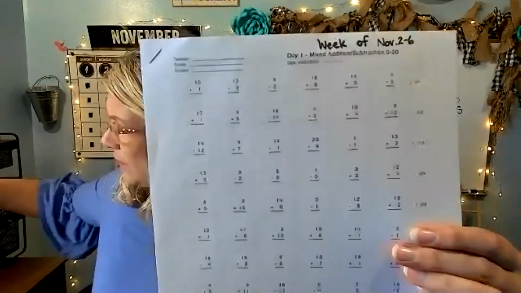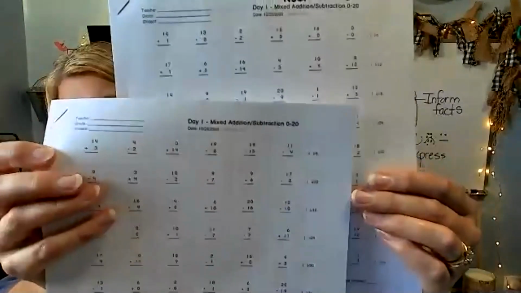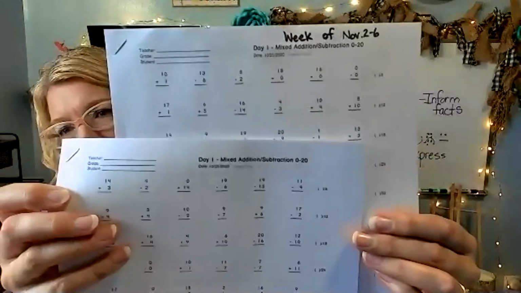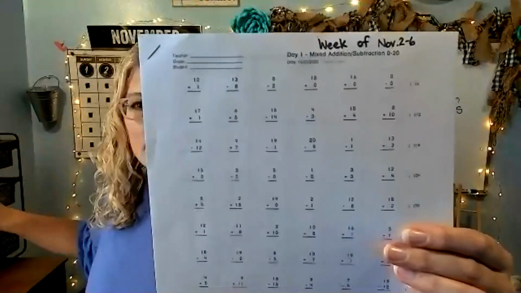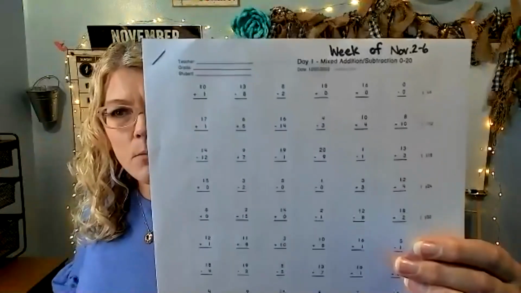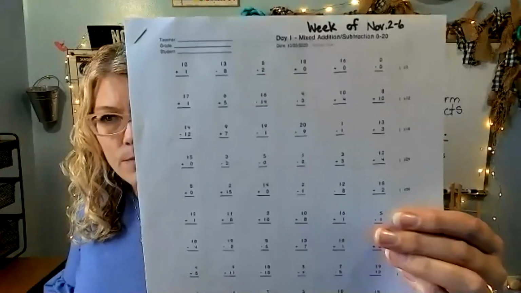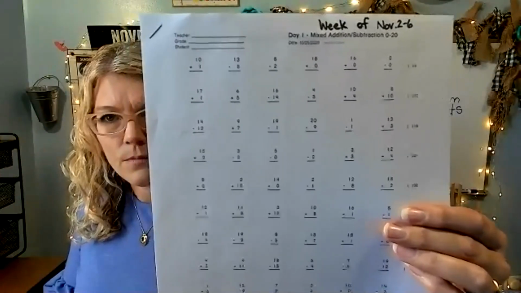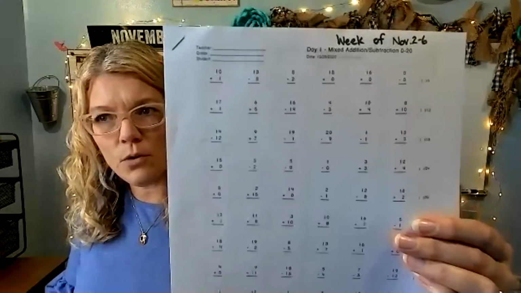What is the first problem? Just take a second to find it, honey. Last week's was this one. It didn't have a date on it. This week's says the date, 2nd through the 6th. The first problem is 10 plus 1. I found it. Good, I knew you would.